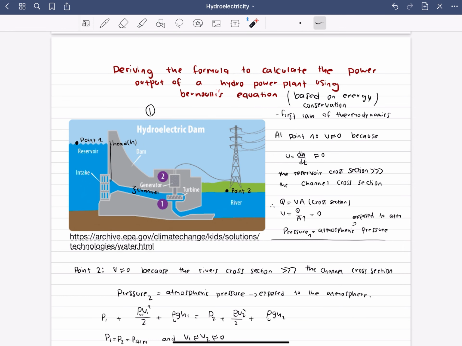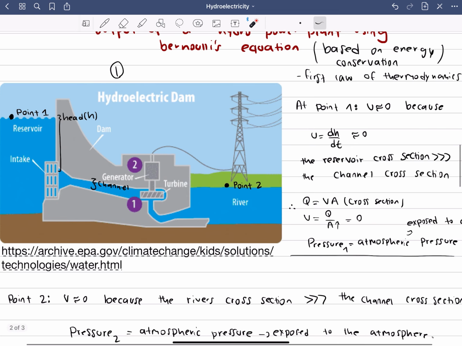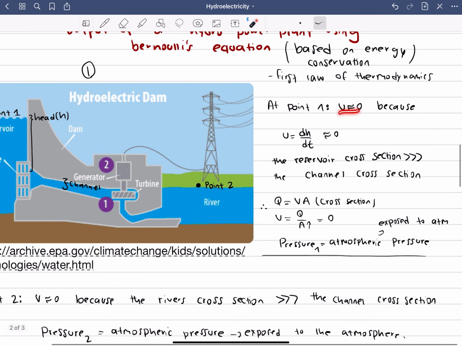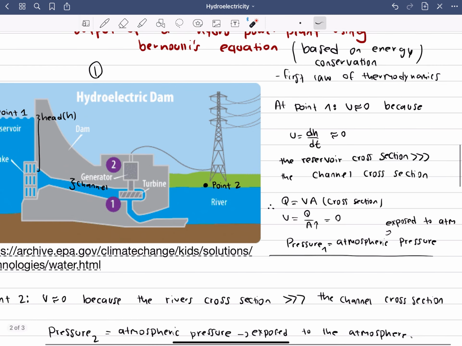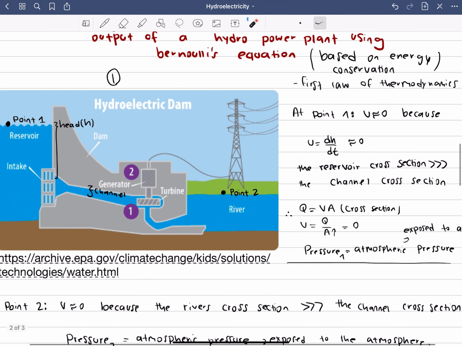We're going to choose 2 points, one on the surface of the reservoir and one on the surface of the river. At point 1, which is on the surface of the reservoir, we have a velocity equal to 0 because velocity is just the change of height over change of time, and the reservoir's cross-section is much larger than the channel's cross-section.